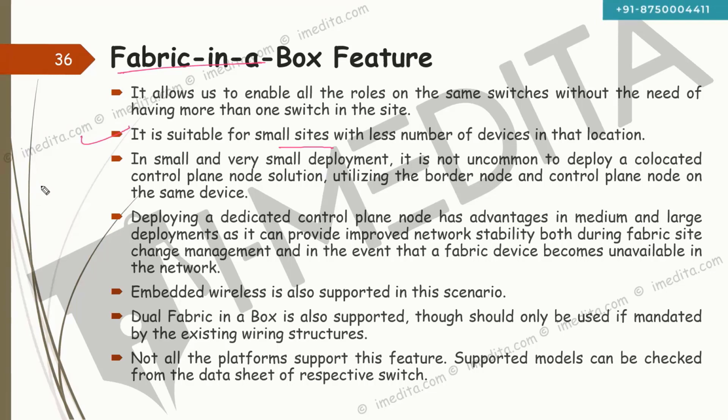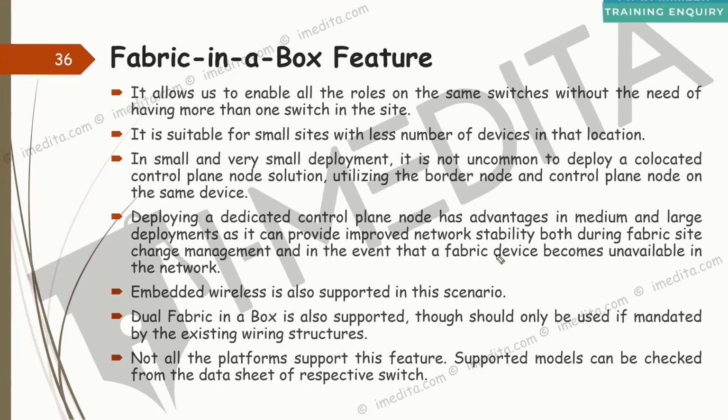So on the same box, we are going to co-locate the control plane node function, border node functions, and the edge node function. The Catalyst 9300 switch, for example, supports that kind of deployment. A dedicated control plane node and a dedicated border node is very beneficial in a medium to large scale environment, as it can improve the network stability during both fabric site change management and even in the event that the fabric device becomes unavailable in the network.